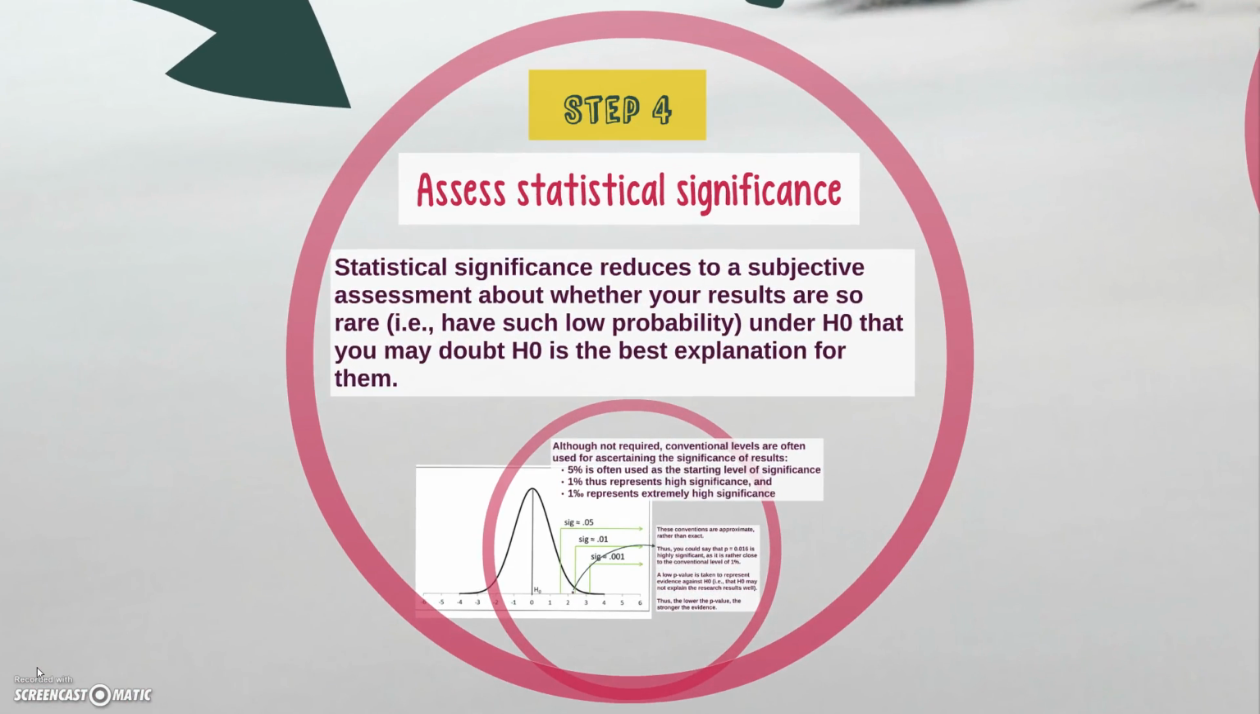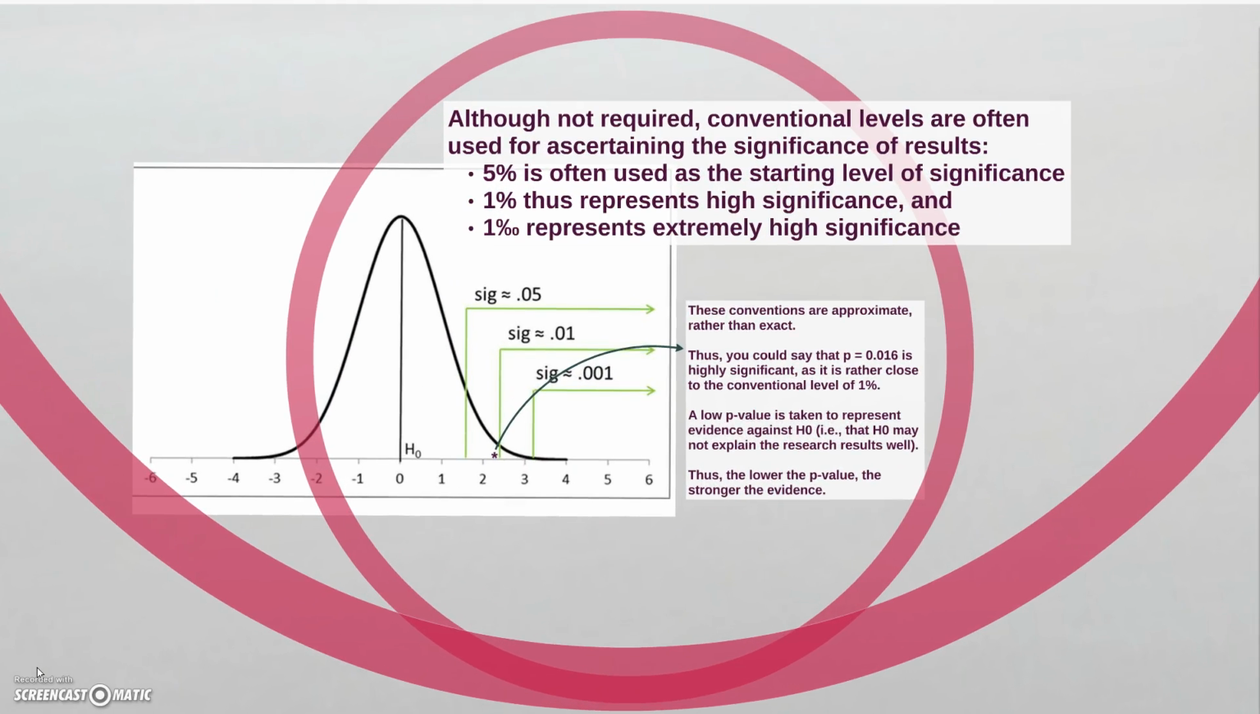Our first step will be to assess the statistical significance of the results. Alright? Basically, to assess how low the probability of the result is on the null distribution. Now, you can't assess this significance by just having a subjective assessment of whether that p-value is low. But if you don't know much, you could also use conventional levels of significance.